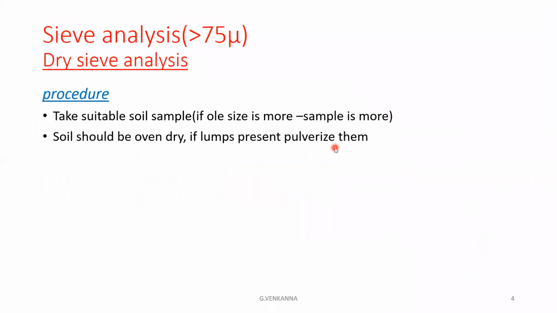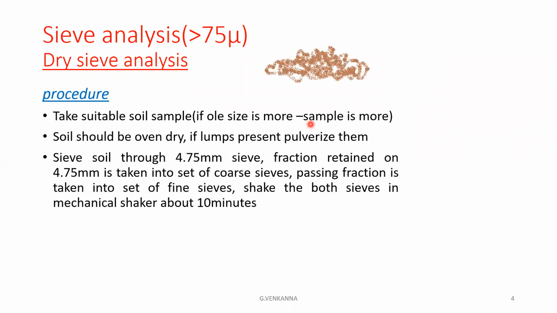Okay. Next one. Sieve analysis is generally done for particle sizes greater than 75 micron, and dry sieve analysis is generally used if the soil has less than 5% clay content. So then only we go for dry sieve analysis. In this dry sieve analysis, the step-by-step procedure is: first, take a suitable soil sample. If the particle size is large, the sample is larger.